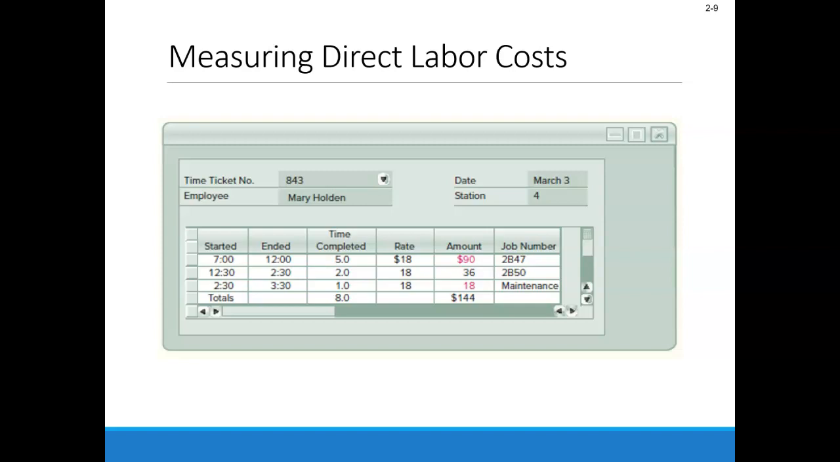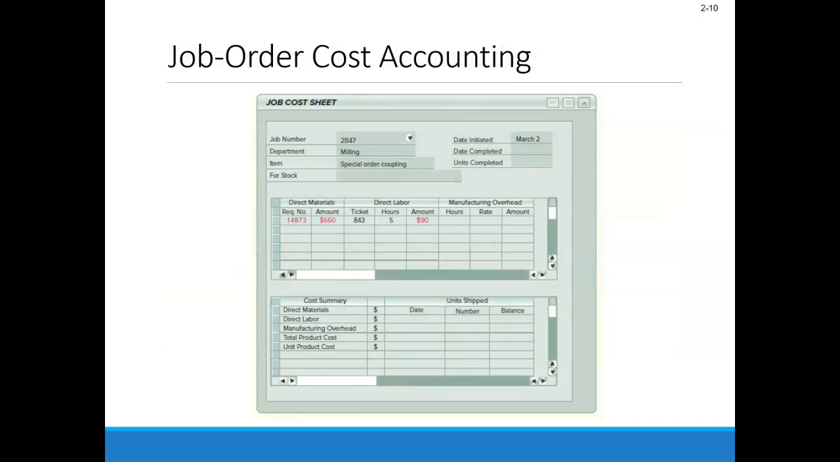Now, in terms of labor costs, those direct labors will also be linked to a specific job. So here, when you see this employee's time ticket for Mary, she shows how many hours she's spending on each job, okay? And then upon that, that will get transferred to those jobs.